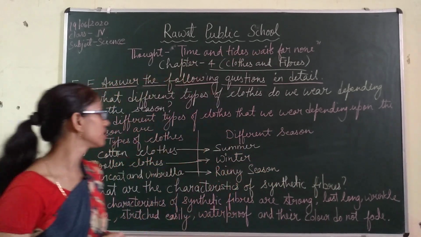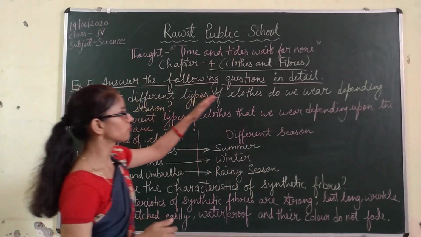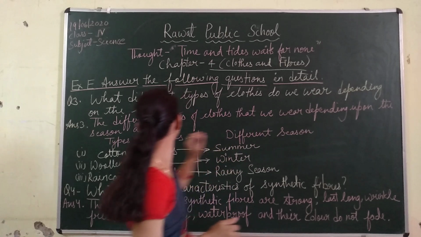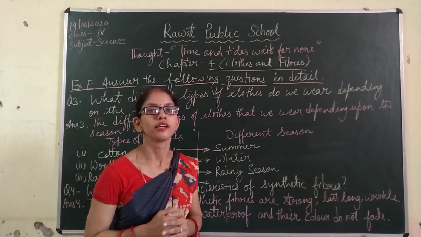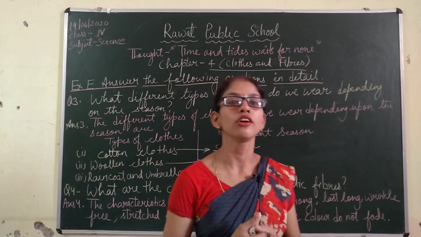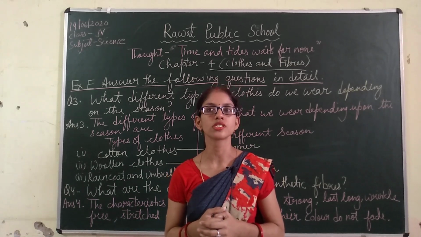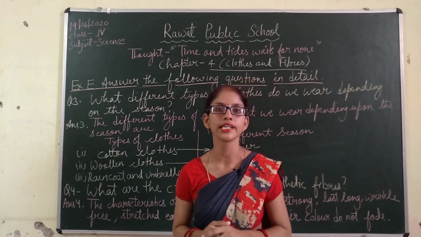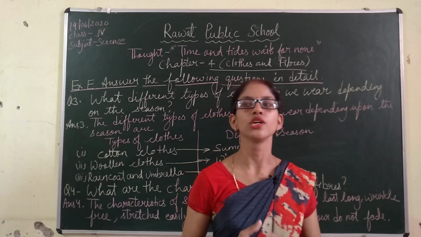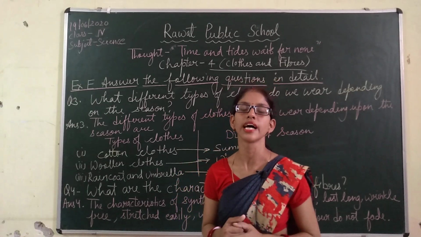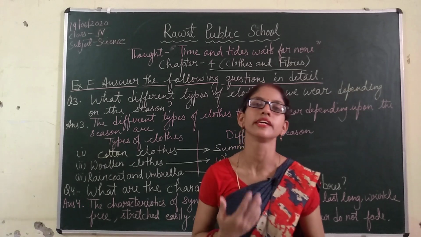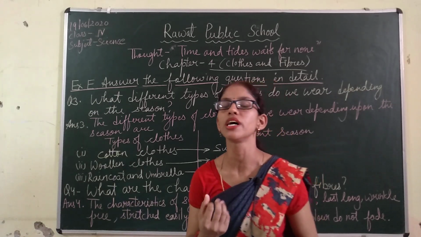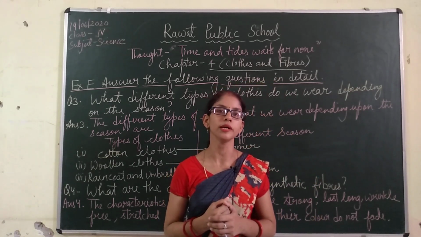Students, question 3 is: what different types of clothes do we wear depending on the season? So we have discussed in our chapter that during the summer season we used to wear light colored cotton clothes, because they keep our body cool. They absorb our sweat and help us to keep cool.